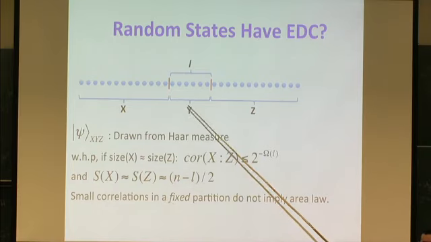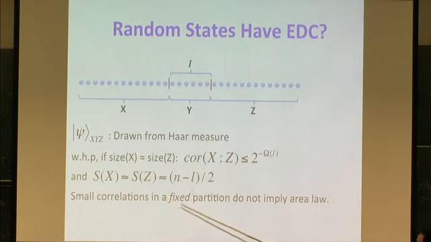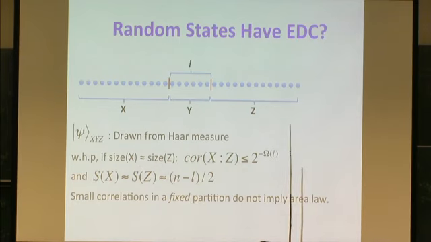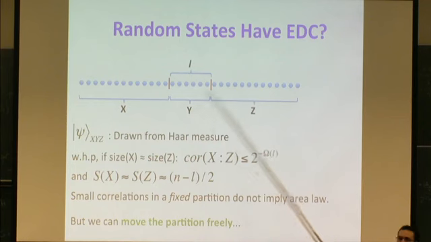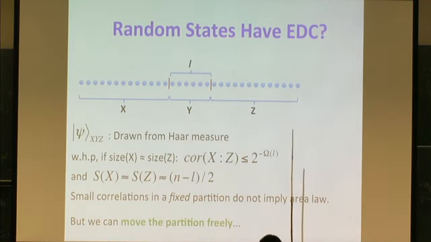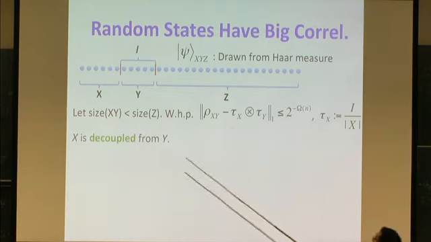So this is again what I mentioned before: small correlations in a fixed partition don't imply an area law. Here we have volume scaling of entanglement. But as I already mentioned, we can move this partition, and maybe we should choose a different partition of the regions x, y, and z. So let's choose this partition now.